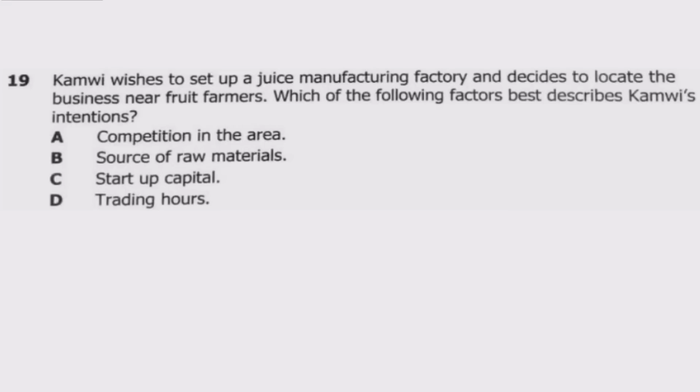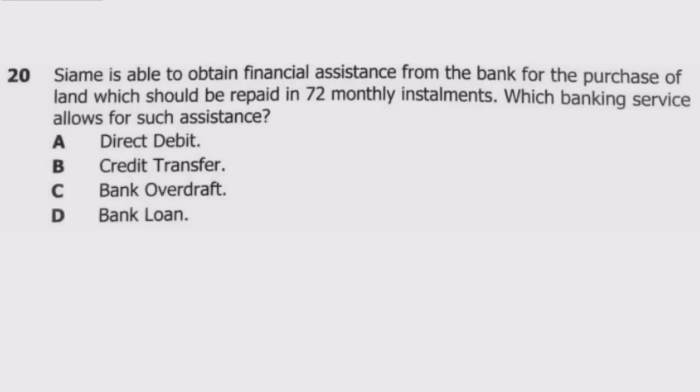So here, Kamui wants to start a juice manufacturing factory. That means he needs fruits to make juice. So he has set up the company near the fruit farmers because he wants to access fruits easily. So the intention is the source of raw materials. So the correct answer is B.